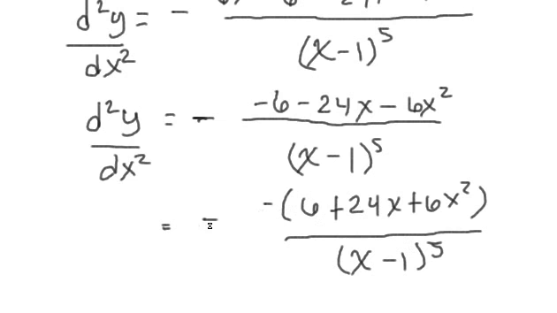Well, I factored a negative out, but remember we still got this negative out here, and a negative is positive. So I'm not going to rewrite this problem. I'm going to say, okay, those guys cancel out. How's that? So there's your second derivative. It's 6 plus 24x plus 6x squared over x minus 1 raised to the 5th power. And we could actually factor a 6 out, but you know what? I'm done.